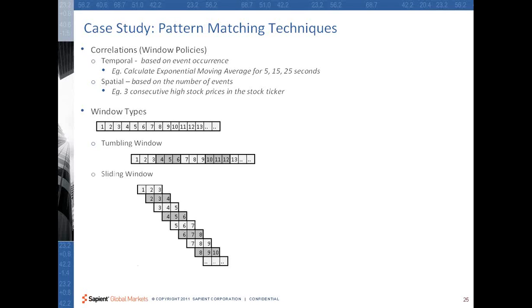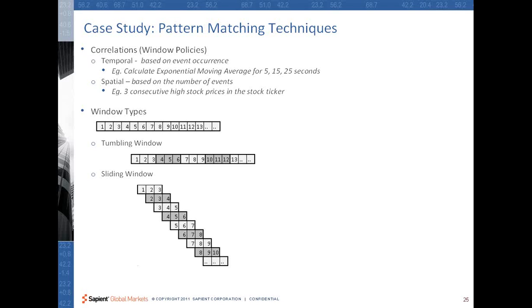When only the oldest tuples get evicted so that the window condition is met, then the type of window is called a sliding window. So to illustrate the tumbling window and sliding window, consider the following input. There is a series of data that is coming in: 1, 2, 3, 4 up to 13 or infinite. So our stream can be infinite, and if we look at a tumbling window, it is defined as a length of 3.